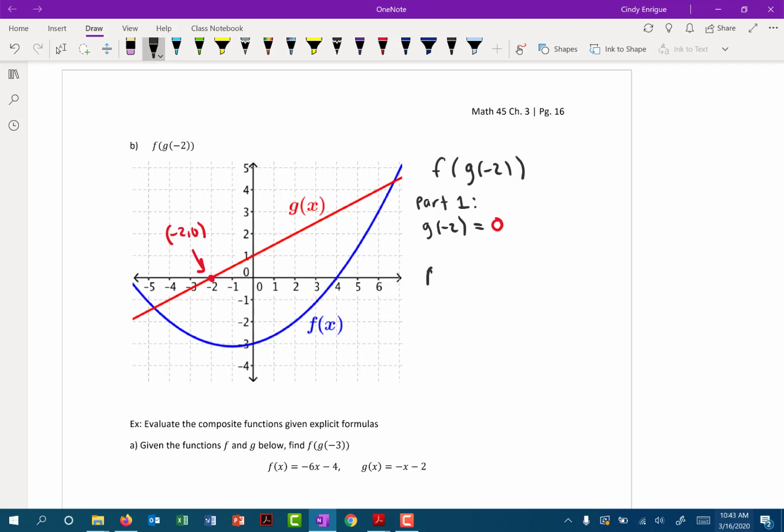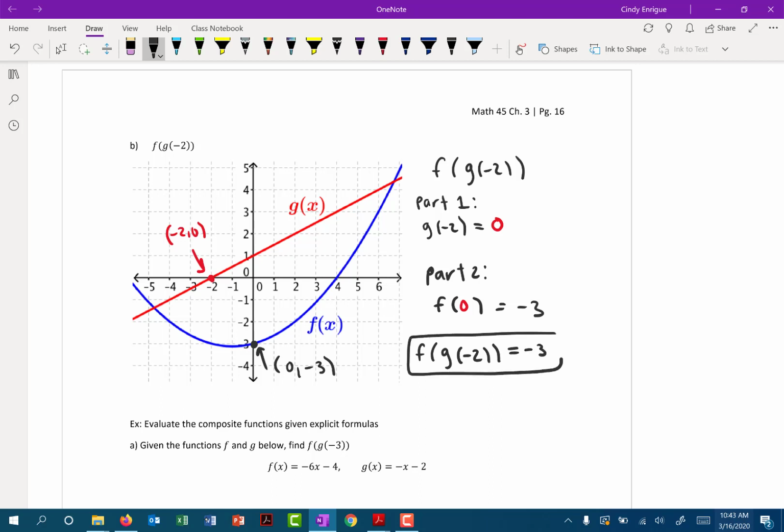So now part 2, I need to find f of the thing that I just found, which was 0. So okay, when x is 0, my function f, which is blue, that's over here, I'm going to have my corresponding y value. So it looks like that's 0 comma negative 3. So now I know that f composed with g of negative 2 is equal to a negative 3.